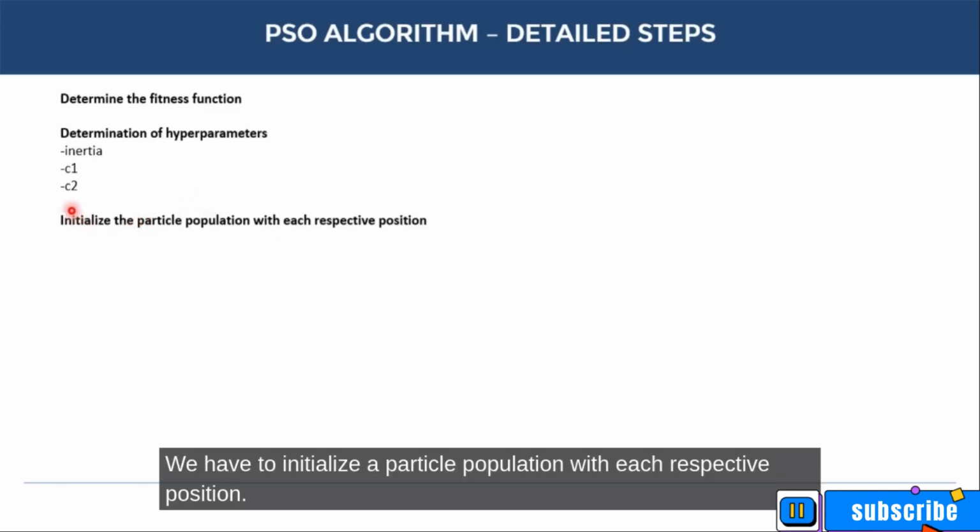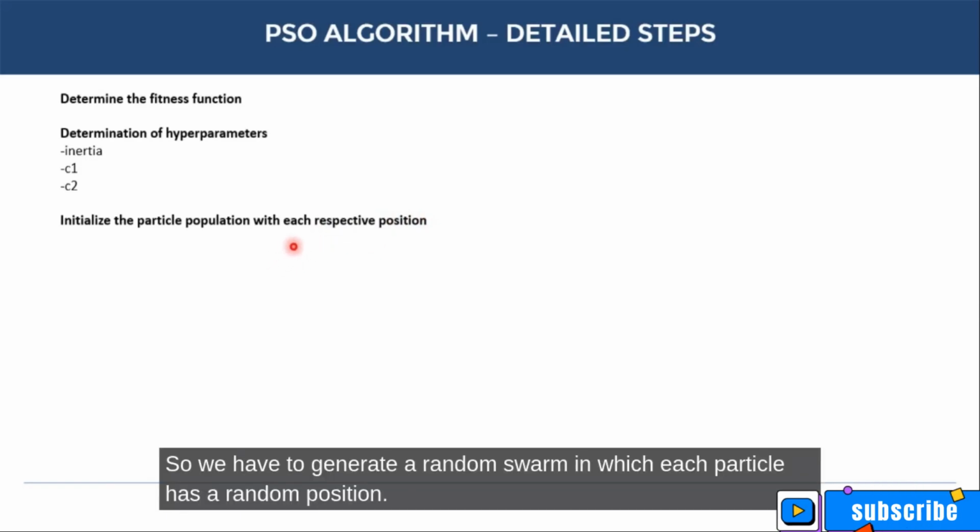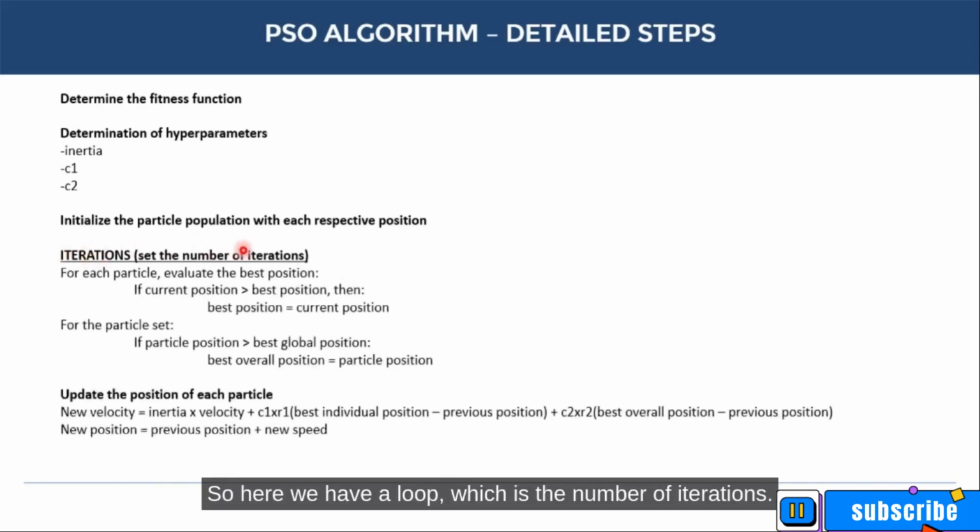We have to initialize the particle population with each respective position. So we have to generate a random swarm in which each particle has a random position. So here we have a loop, which is the number of iterations. This can also be thought of as a hyperparameter.